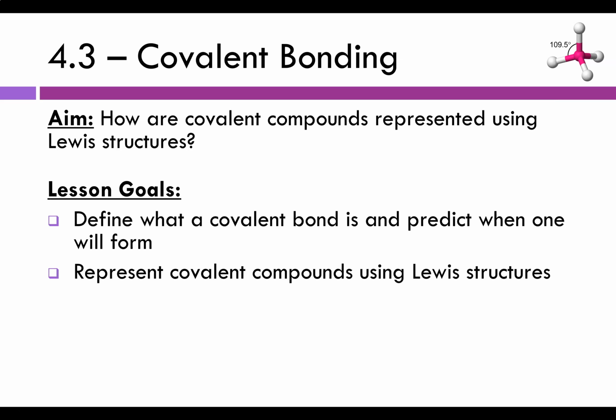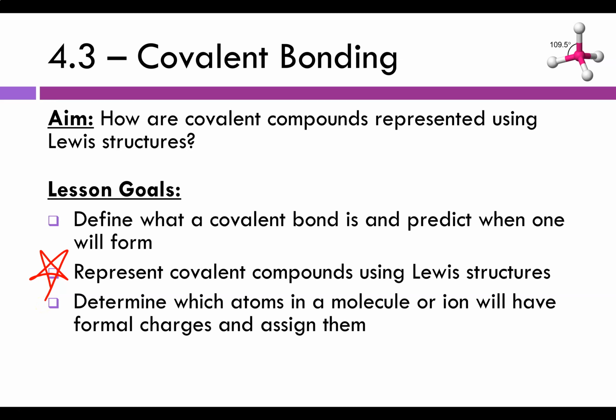So goals for today's lesson: define what a covalent bond is and predict when one will form. Represent covalent compounds using Lewis structures. This is the big one for today. And finally, determine which atoms in a molecule or ion will have formal charges and assign them. It's a little bit of an advanced topic, but I know you guys can handle it. All right, lots to do today.